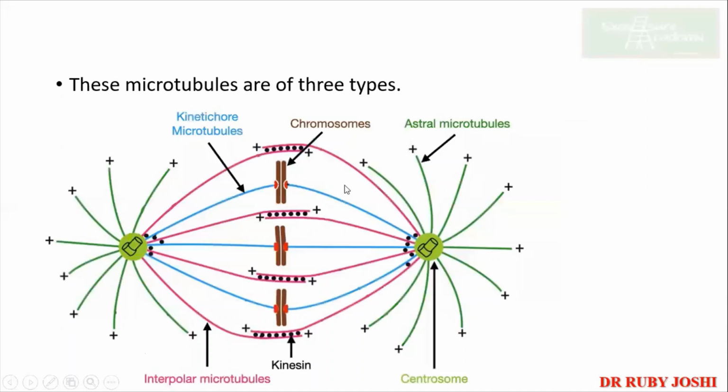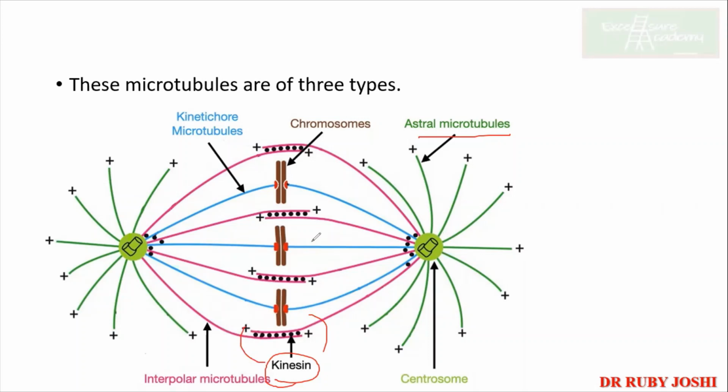Okay, now three types of microtubules: kinetochore, astral, and the interpolar microtubules. As already mentioned, kinetochore microtubules are going and attaching with the chromosomes, right? Then we have got the astral microtubules and the interpolar microtubules. You can see here the interpolar microtubules are making connections with the other interpolar microtubules. And then you have got the kinesin motor proteins over here. Then we have got the astral microtubules.